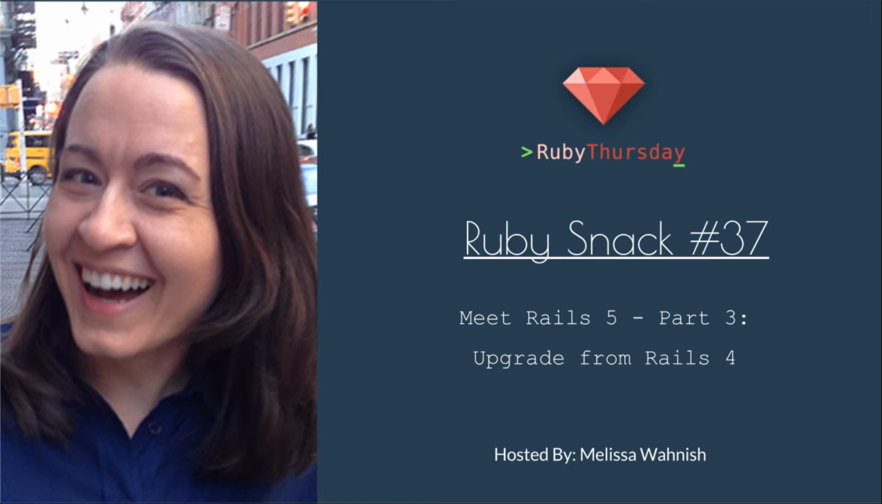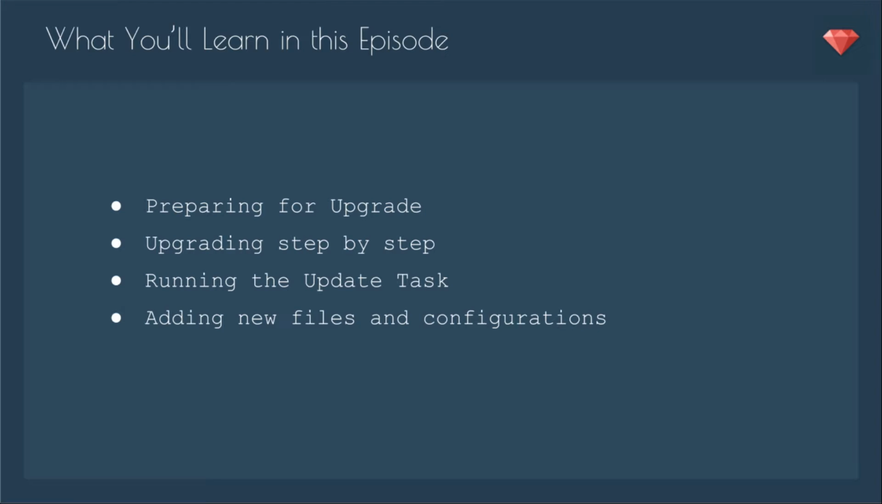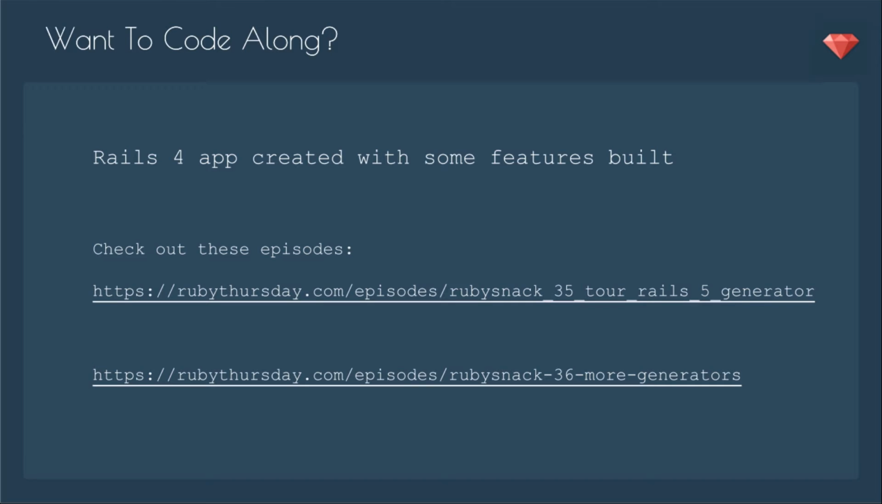This is RubySnack number 37, Meet Rails 5, Part 3, Upgrade from Rails 4. In this episode, we'll go over preparing for the upgrade, upgrading step by step, running the update task, and then adding new files and configurations. If you want to code along, you'll need a Rails 4 app created with at least some features built. Doesn't make a whole lot of sense to upgrade a blank app.